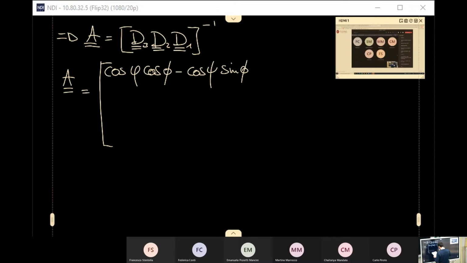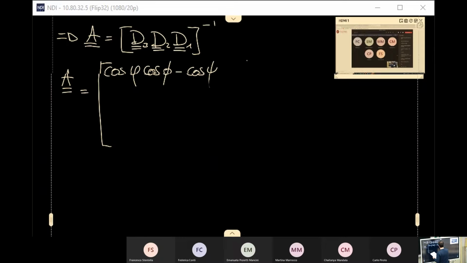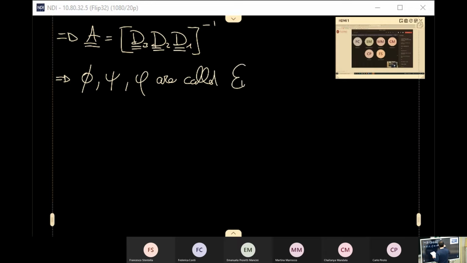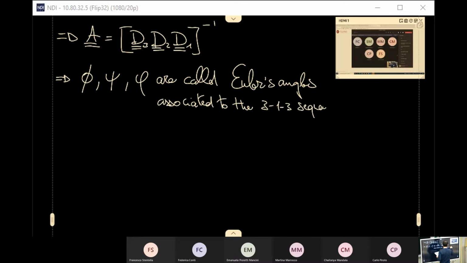Let me just, in fact, this will take a lot of time, so let's do it on the final configuration. Sorry. So let's do it like this. So phi, theta, and psi are called Euler's angles associated to the 3-1-3 sequence. Okay?